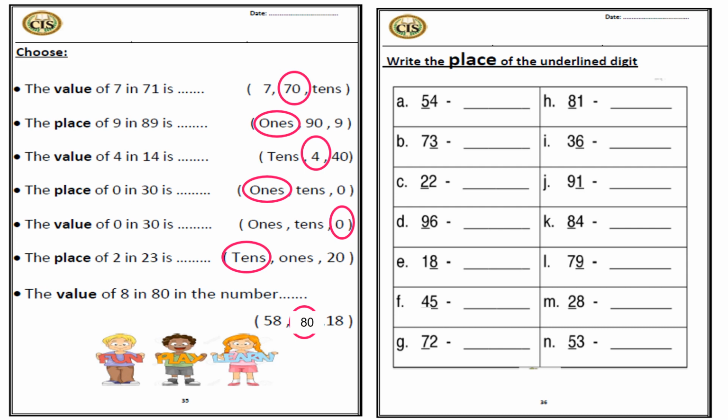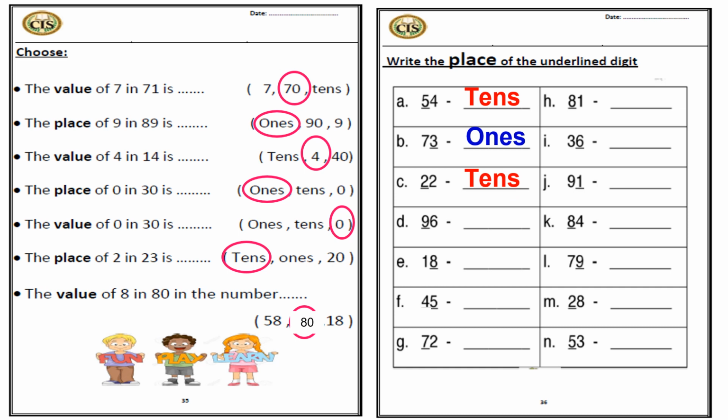Let's move to another page. Write the place of the underlined digit. Here, 54. The underlined number is 5. So, in which place? Tens. Here, 73. In which place 3? Ones. 22. This 2. In which place? Mr. Tens. Tens.